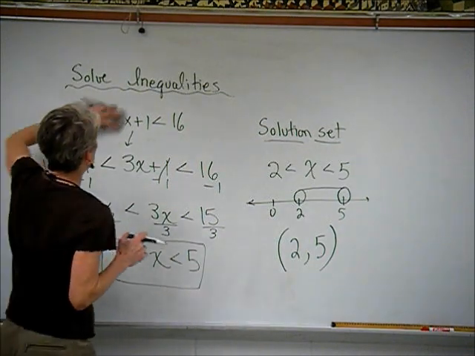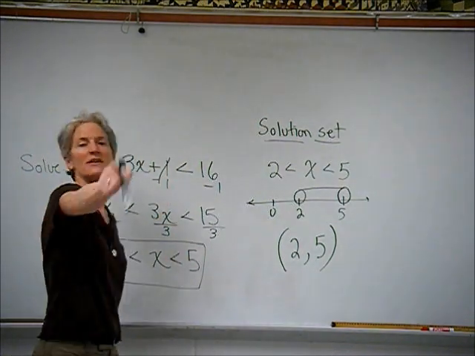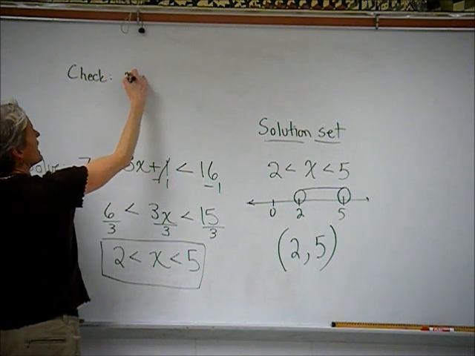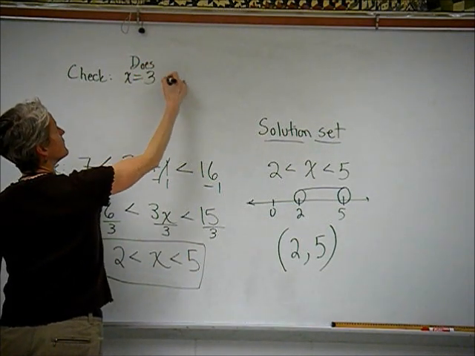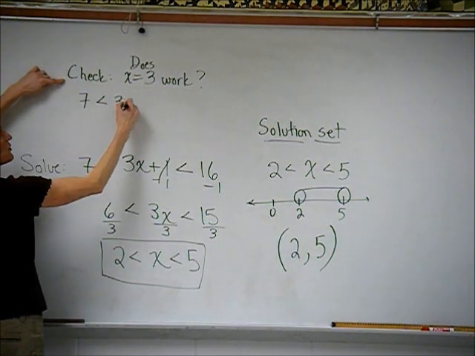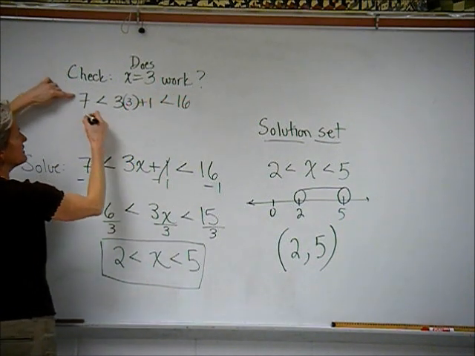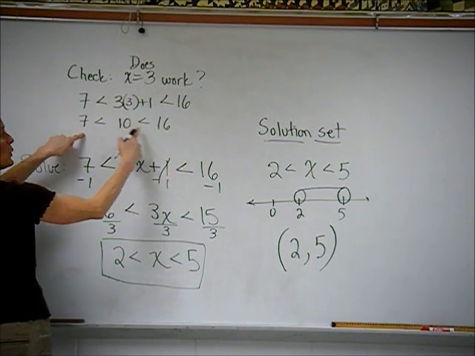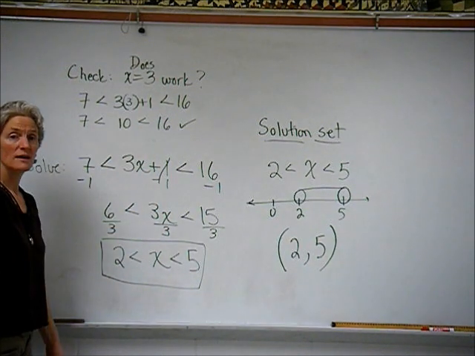Here, let's just check this for fun. Let's just do a quick check. Let's just try something. Give me a number between 2 and 5. 3. Very good. All right. Let's check if x equals 3. Does this work? All right, let's try. 7 is less than 3 times, okay, I'm substituting in a 3 for x. Let's see, 7 is less than, 3 times 3 is 9, plus 1 is 10. Oh, is 10 between 7 and 16? Yeah, it works. 3.1 would work.